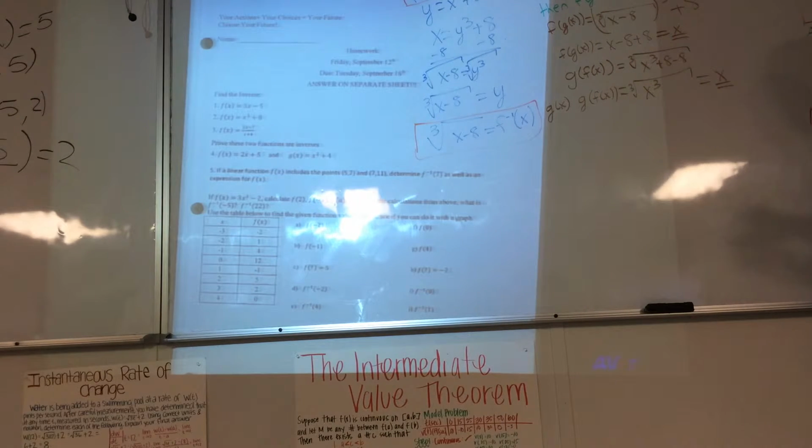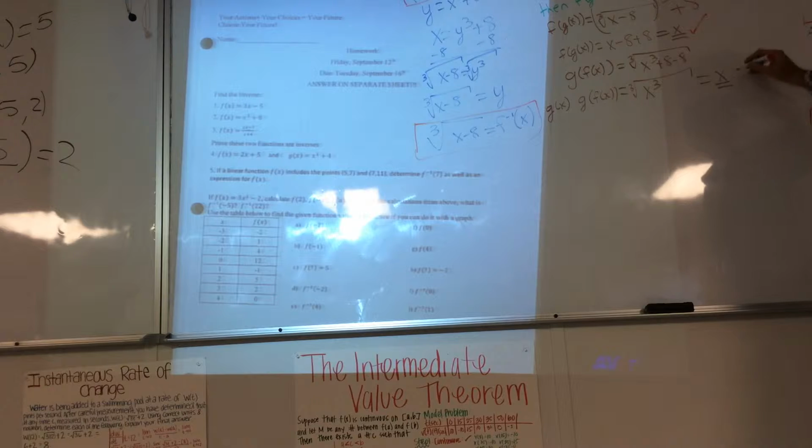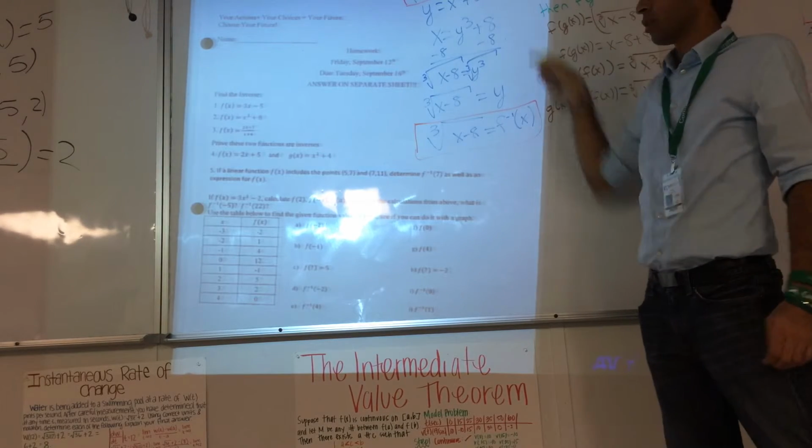So what did we see? We saw that f of g of x is x, g of f of x is x. Therefore, they both satisfy this rule. Therefore, f of x and g of x are inverses.